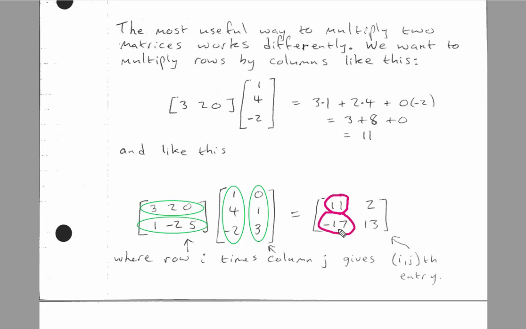So how did we get -17? Well, that's 1 times 1 is 1 plus -2 times 4. 1 plus -8 is -7, plus 5 times -2, that's -10. So -7 plus -10 is -17. Alright, so we just did the same procedure: 1 times 1 plus -2 times 4 plus 5 times -2 gives this number.